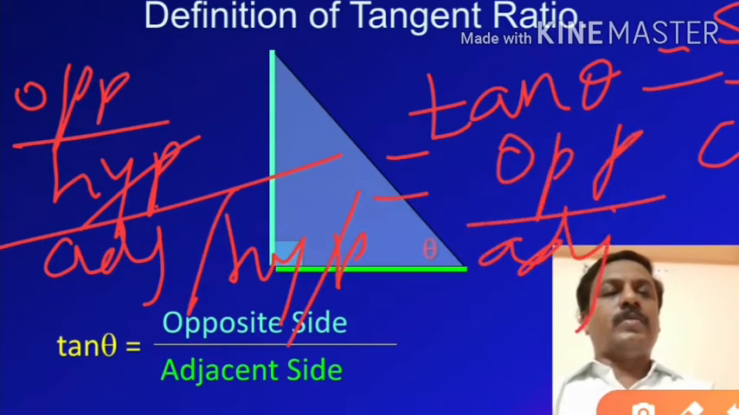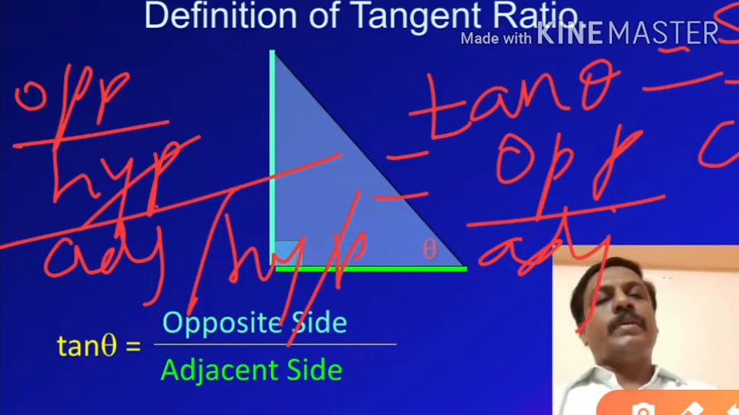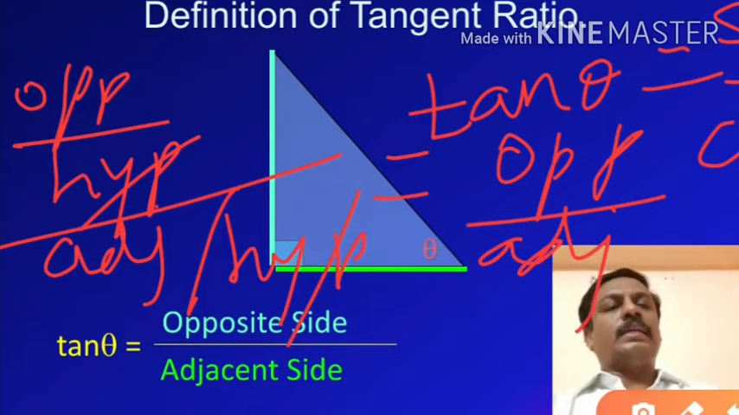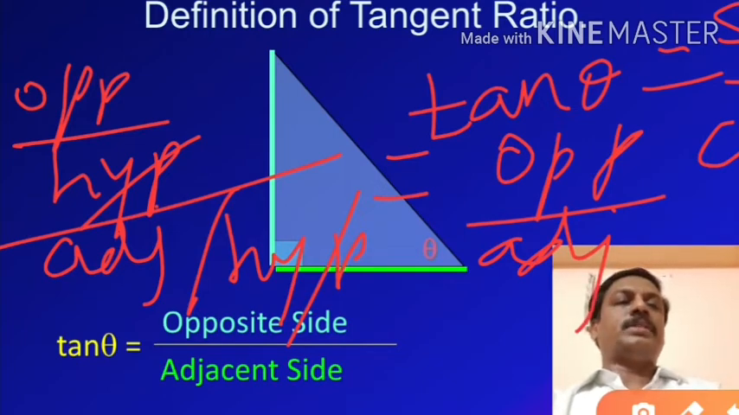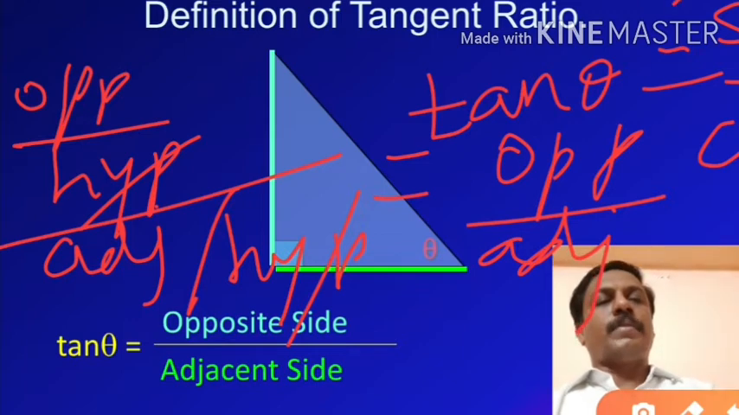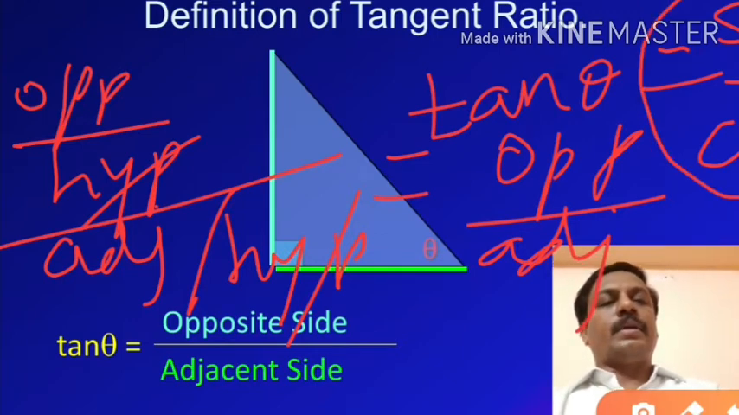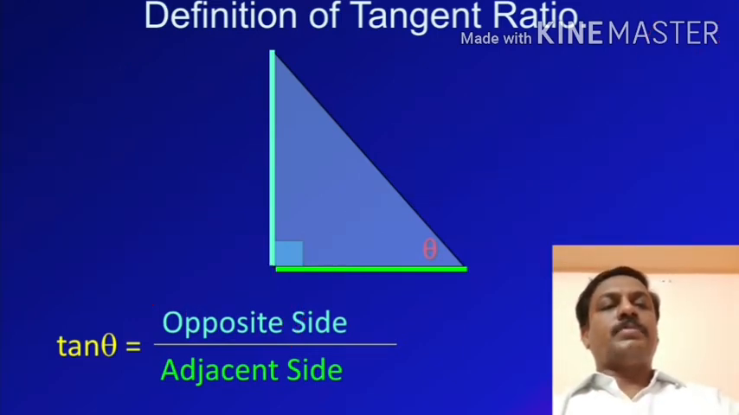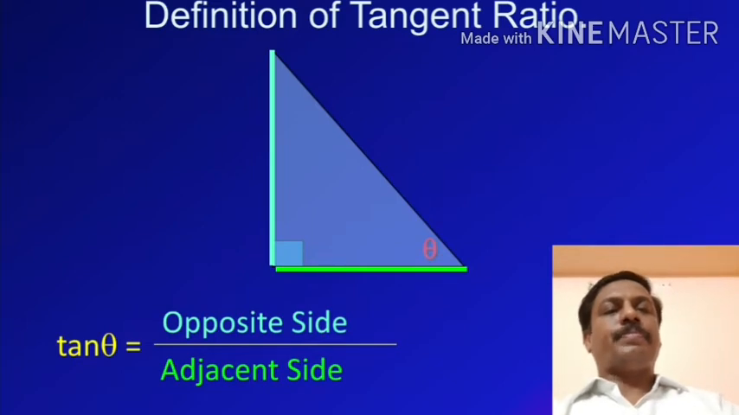and we get opposite by adjacent. So in this way, if you know the definition of sine theta and cos theta, you can easily find tan theta, because tan theta is equal to sine theta by cos theta. So you remember this relation. Okay, now let us move to the next slide.